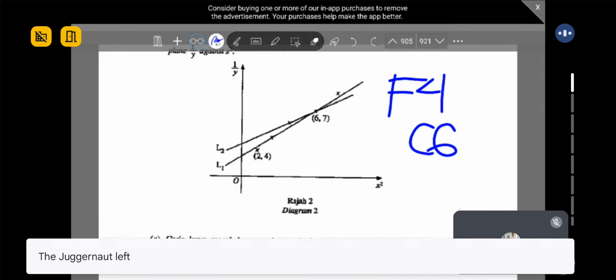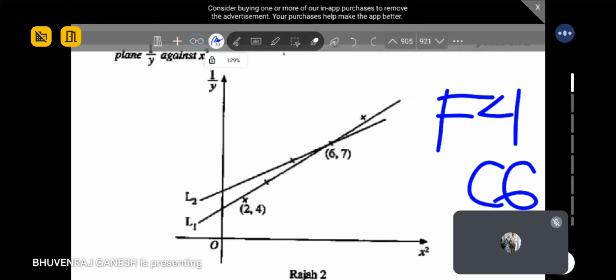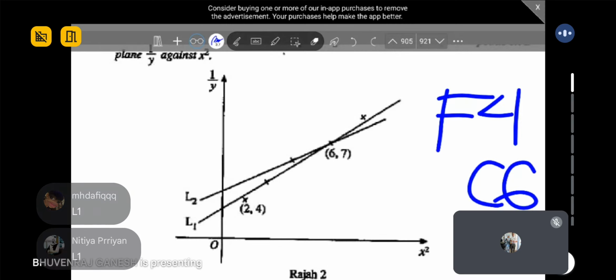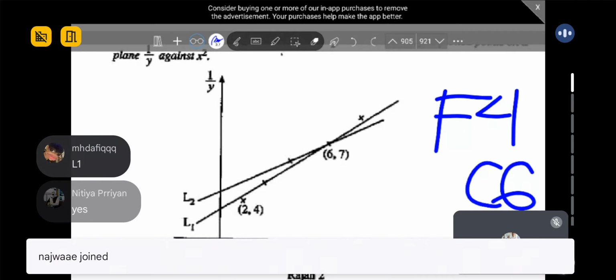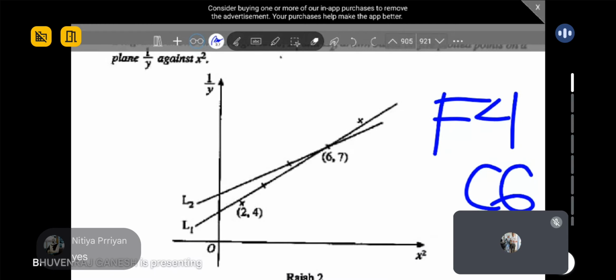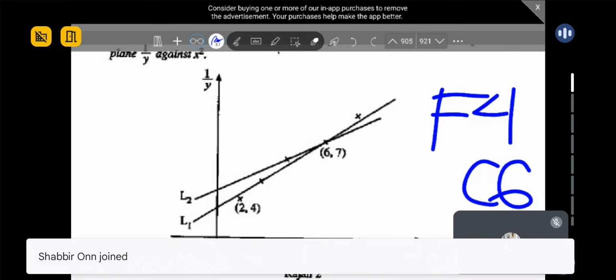Okay, soalan fakta. So they ask you which line is a suitable line of best fit. Okay, so mana antara dua garis ni adalah penyuaian terbaik? Anyone? L1 or L2? Your answer. Best fit line. Which one? Okay, this type of question is very rare. You all never see right before. Kamu tak pernah exam tanya macam ni kan? They can ask like this also in paper 1. Fact question. So you must understand what are the characteristics of a best fit line. Okay, kamu kena faham ciri-ciri garis penyuaian terbaik.